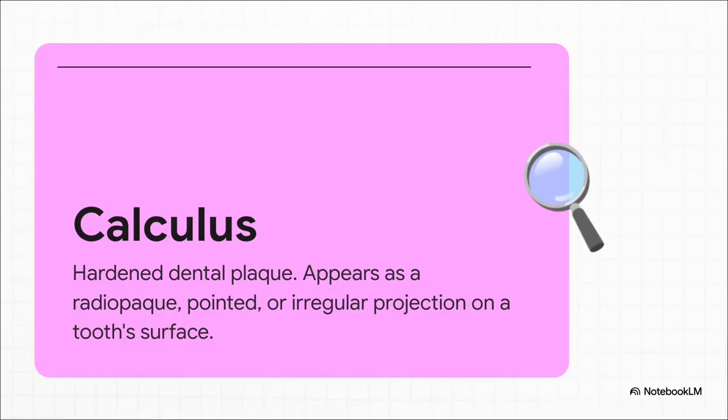And what's the usual suspect for causing that bone loss? This stuff, calculus. That's just hardened plaque. On an X-ray, it shows up as these little radiopaque spurs or jagged bumps on the sides of the teeth. Spotting this is like finding the weapon at the scene of the crime.